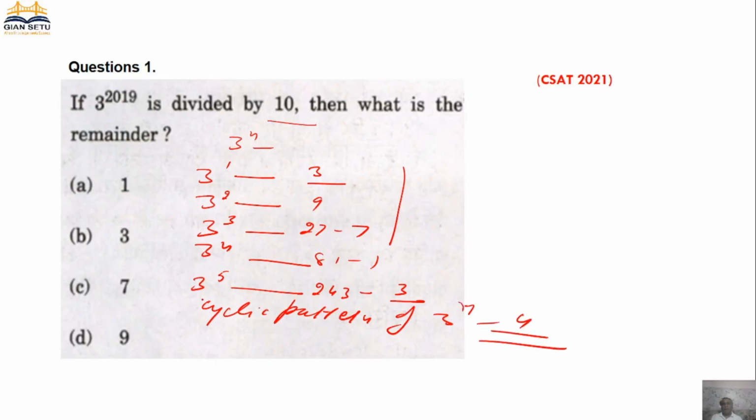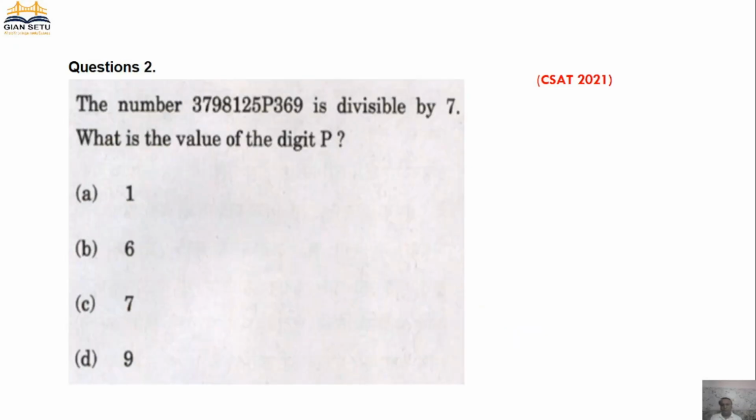Right. Now we can write this number 3 raised to power 2019 as 3 raised to power 2016 into 3 raised to power 3. Here the last digit will be 1 and here the last digit will be 7, and overall the last digit will be 7. So we can say the remainder will be 7. So answer is C here. Let's move to question number 2.